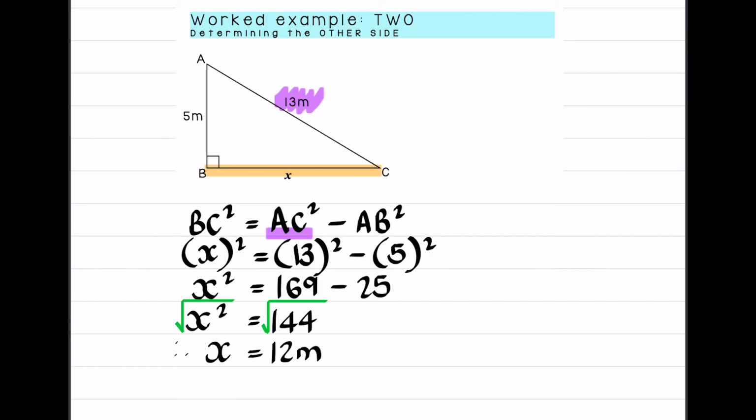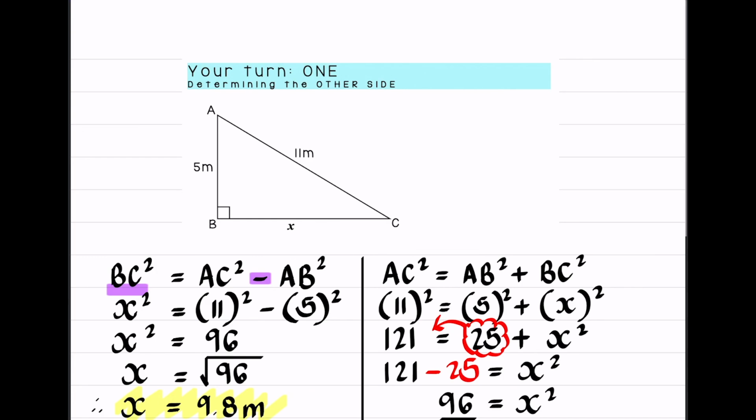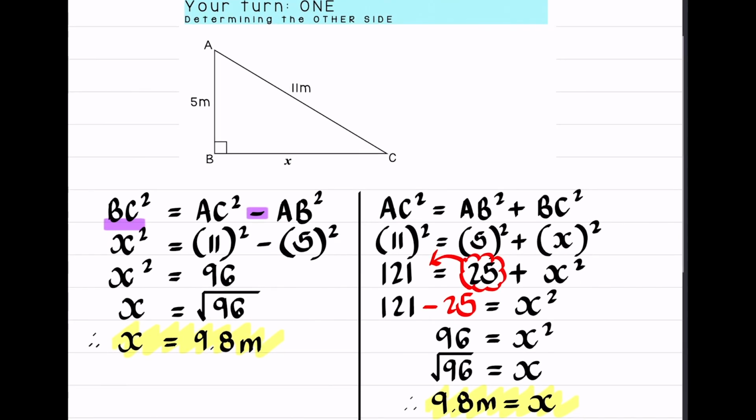Now that we've done the two worked examples, I'd like you to pause the video and try the Your Turn section. Okay, now that you've paused the video and attempted this question, here is the answer, and I've given both methods in this solution.